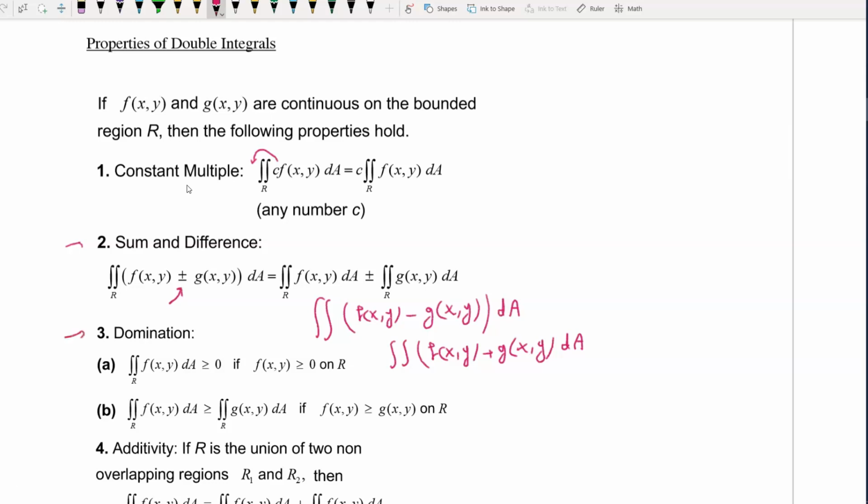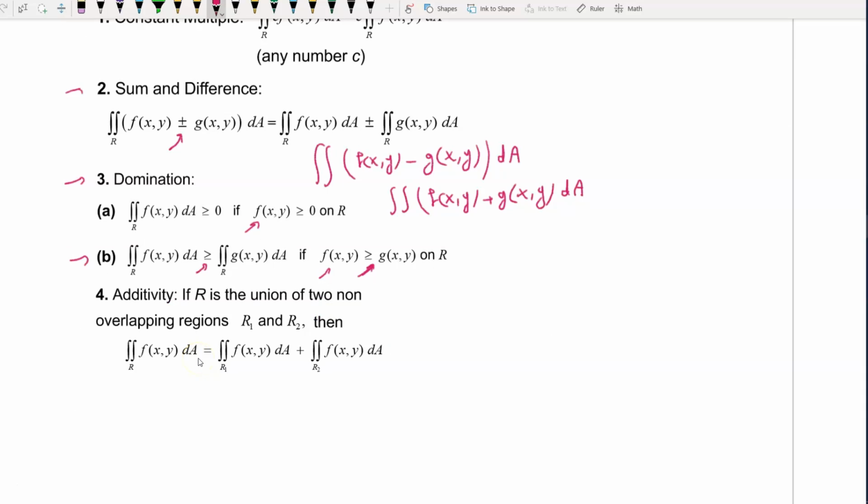Now here we have domination: the double integral of f of xy with respect to A is greater than or equal to 0 if this function is greater than or equal to 0 on region R. Now here, the double integral of f of xy with respect to A is greater than or equal to the double integral of g of xy with respect to A if this function f of xy is greater than or equal to g of xy on region R. So here we have greater than or equal to, the same thing.